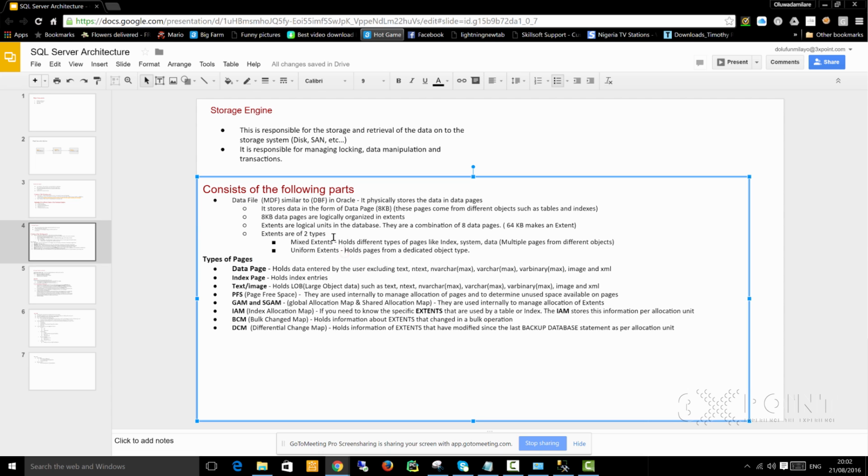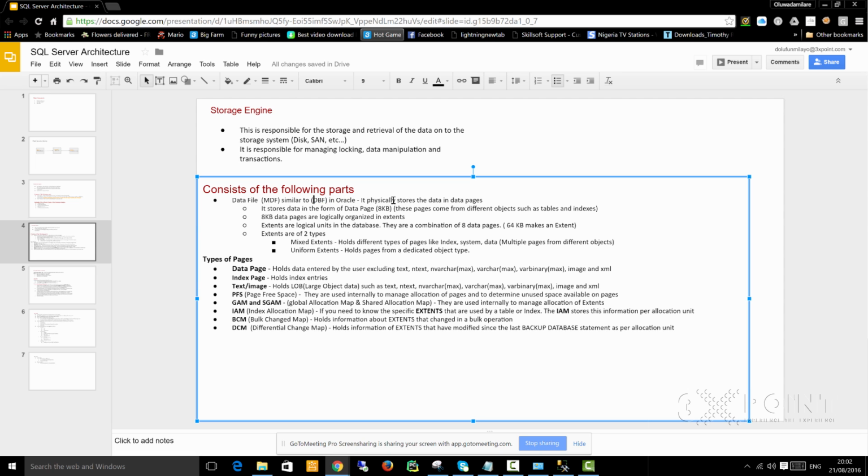Okay, so the storage engine consists of the data file, and this data file is similar to the one we have in Oracle, which is the DBF file, and in SQL Server it's called the MDF file, and MDF means master data file. So in Oracle it's DBF. I don't know what DBF means, but I would imagine it's database file or something like that.